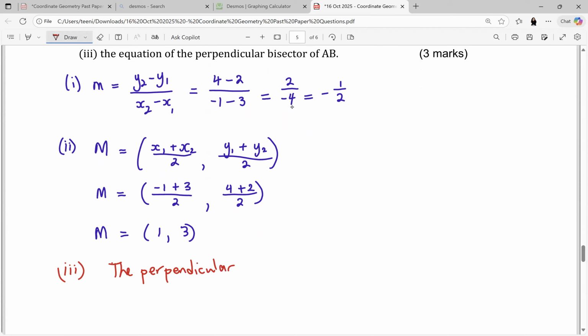Perpendicular. Right? The perpendicular bisector of AB passes through the midpoint. So it's a perpendicular line that passes through the midpoint of AB. In other words, it bisects AB into 2 equal halves. So it would pass through the midpoint, which we just found. We just found the coordinates of the midpoint as (1, 3). All right, so that's the first thing.